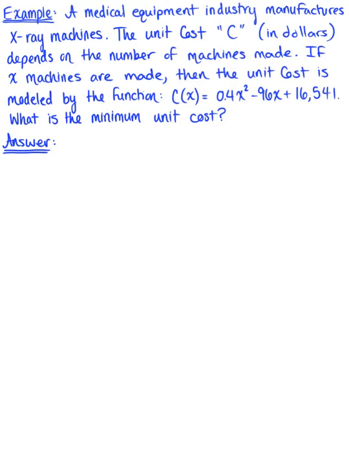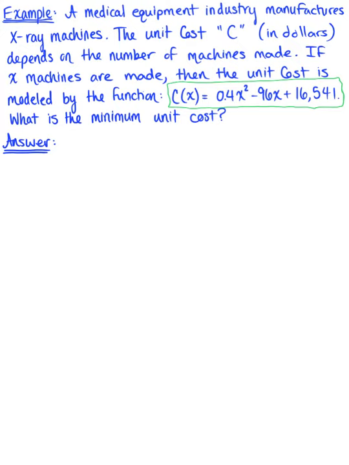A medical equipment industry manufactures X-ray machines. The unit cost C in dollars depends on the number of machines made. So if x machines are made, then the unit cost is modeled by the function C of x is equal to 0.4x squared minus 96x plus 16,541. Now, what is the minimum unit cost?